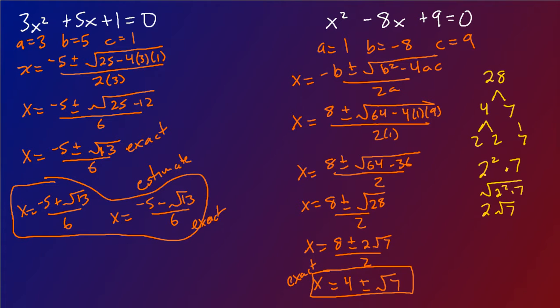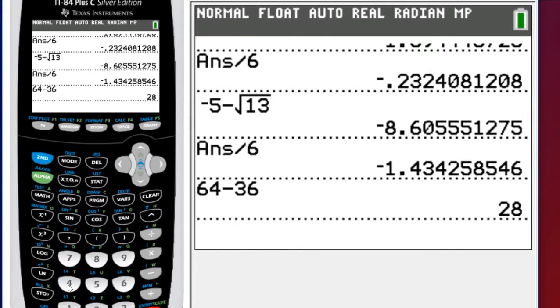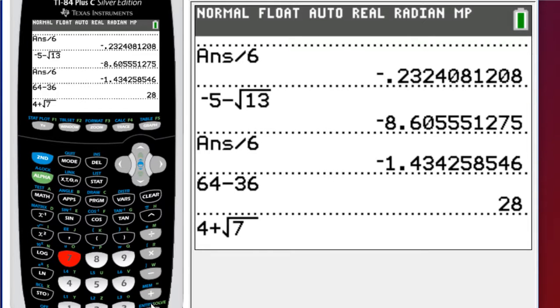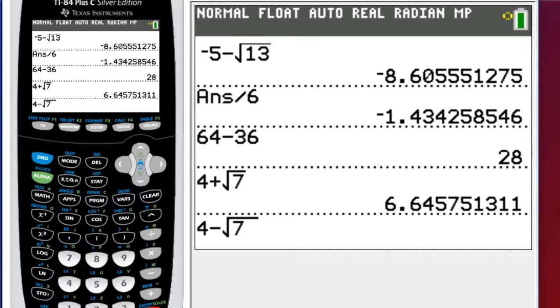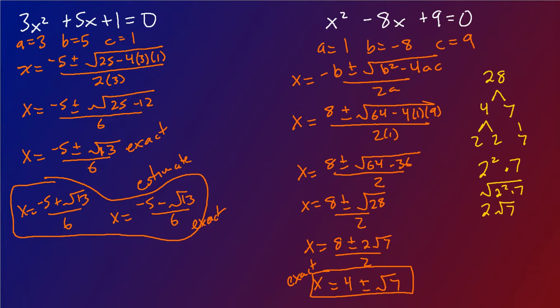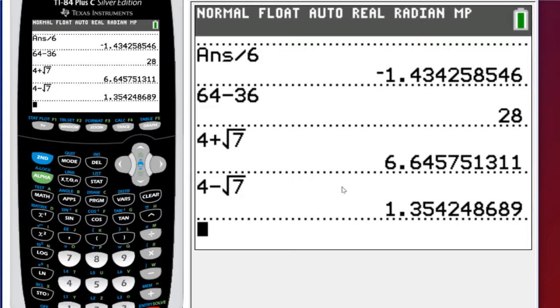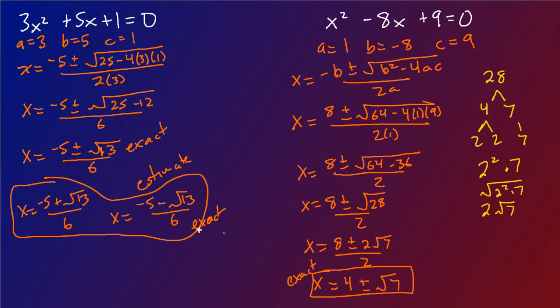But maybe I wanted my estimated answer. So to do that, I have 4 plus root 7, I believe was in there. And then 4 minus square root 7. Hopefully that's what was actually in there. Yep. So these two then end up being the estimated answers.